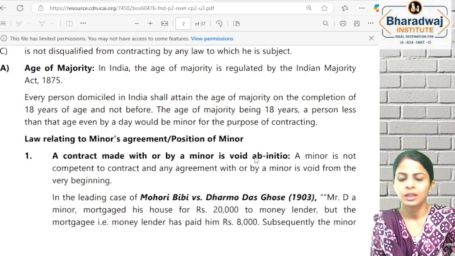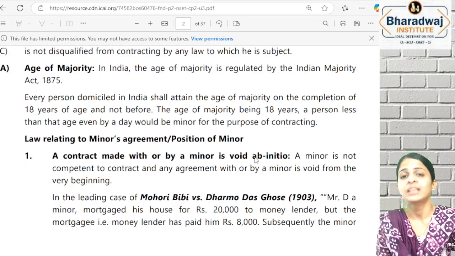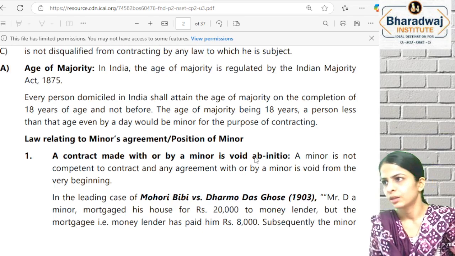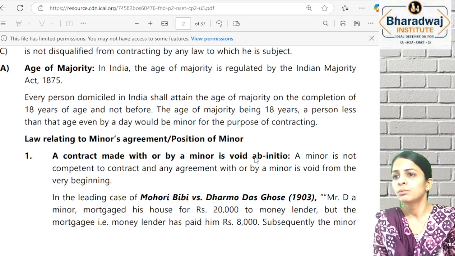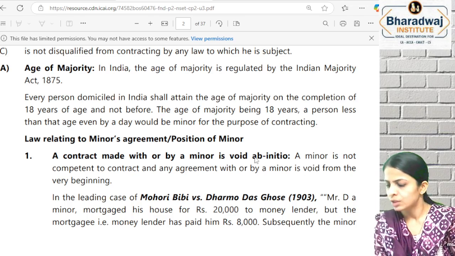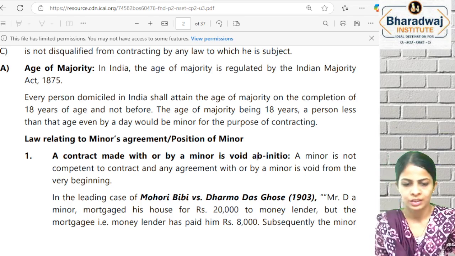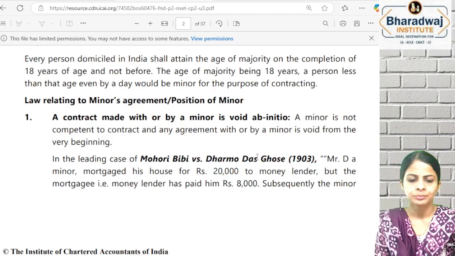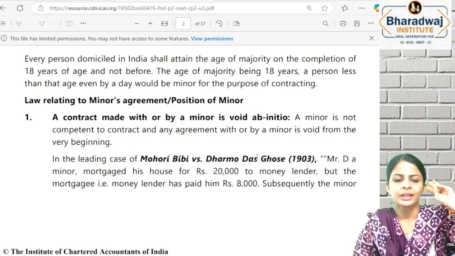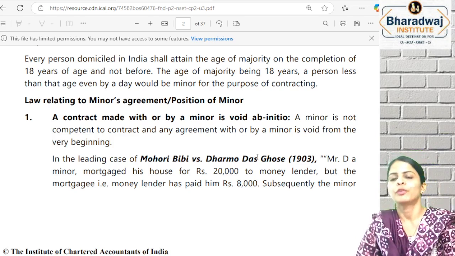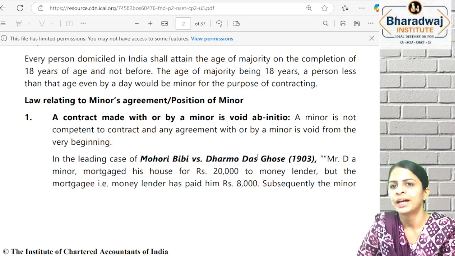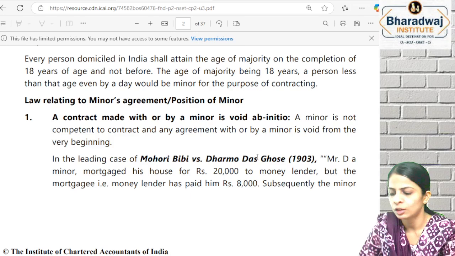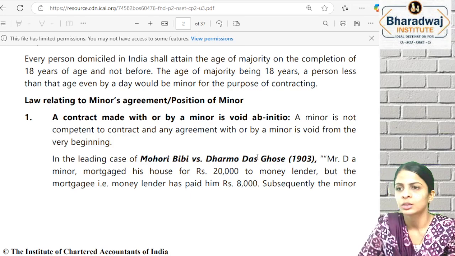Now we will see the minor's agreement, not contract. So if a minor enters into an agreement, what will happen? Sorry, I wrote contract. Agreement. First one, it is void ab initio. From day one, it is void ab initio. What is the case law? Mahori Bibi versus Dharmodas Ghose.